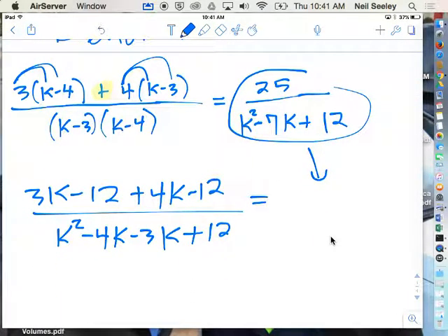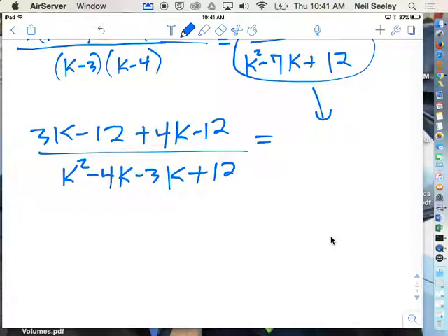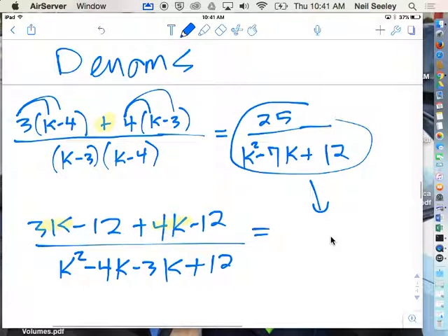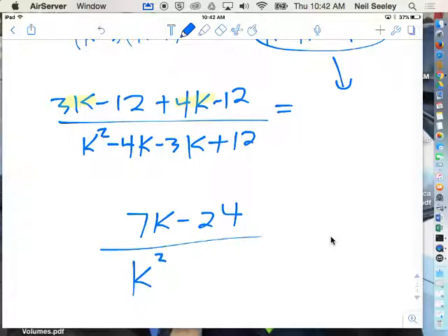Okay. I'm going to simplify a little bit more. Things that I can put together. Now, when you're solving this, I'm still eventually going to get to k, but right now I'm just doing the adding. I haven't finished adding the two fractions yet. Combining like terms, all that kind of stuff. So I'm just working on it. Almost there. The 3k and 4k make 7k. Minus 12 and minus 12, if I did it all right, they just combine, right? So 7k minus 24. And on the bottom, we have k squared minus 7k plus 12.